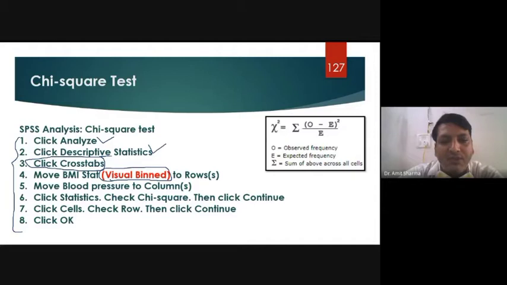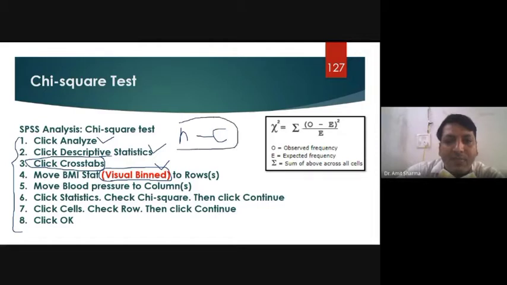So what you are going to do, based upon any official classification, you are going to make different categories. For example, stage 1 hypertension, stage 2 and stage 3. According to that, you are going to make different groups. So by using the visual binning command, you can convert numerical data into categorical data, and if you have both variables, independent as well as dependent, in categories, then only you are eligible for the test called Chi-Square.